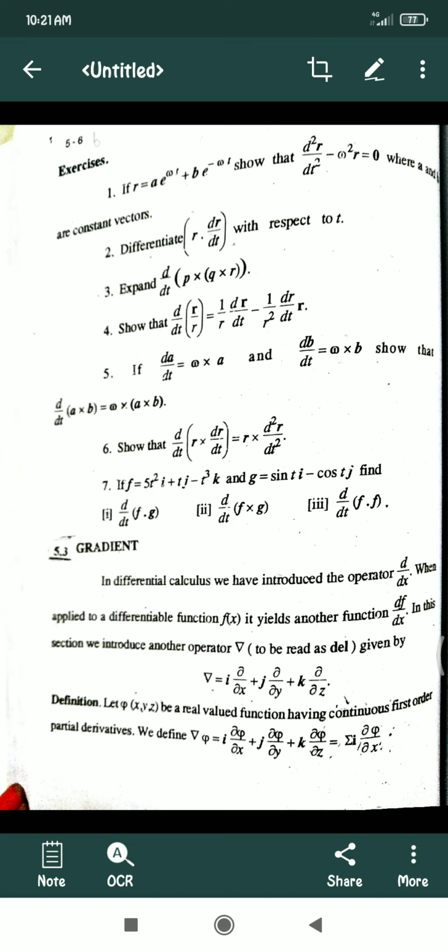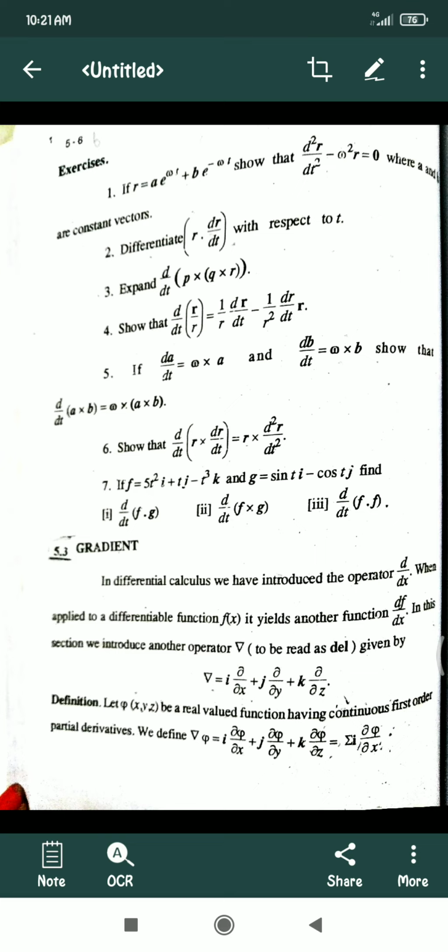In this section, we introduce another operator, del. Here, del is known as the gradient, to be read as del. It is given by the equation del equals i dou by dou x plus j dou by dou y plus k dou by dou z. Here i, j, k are unit vectors. So below we have the clear definition for a gradient.